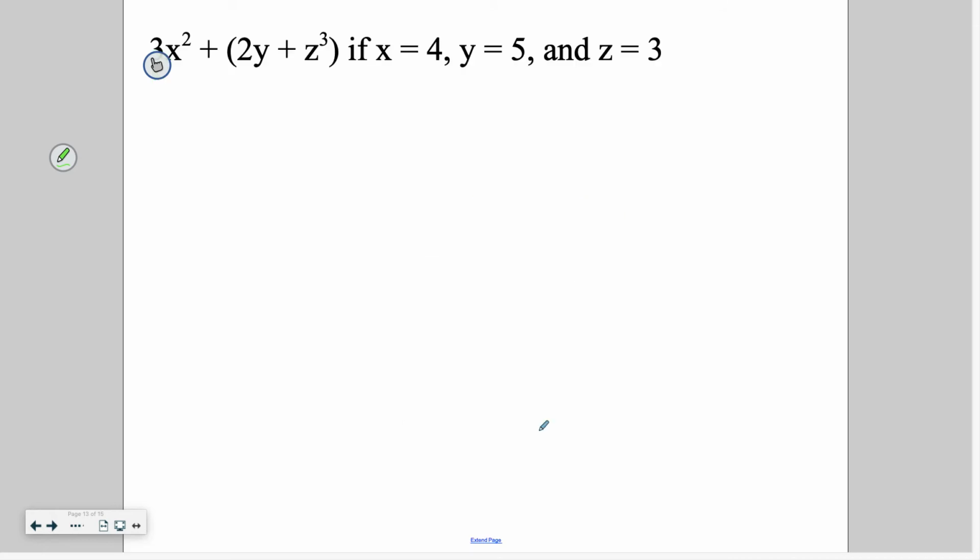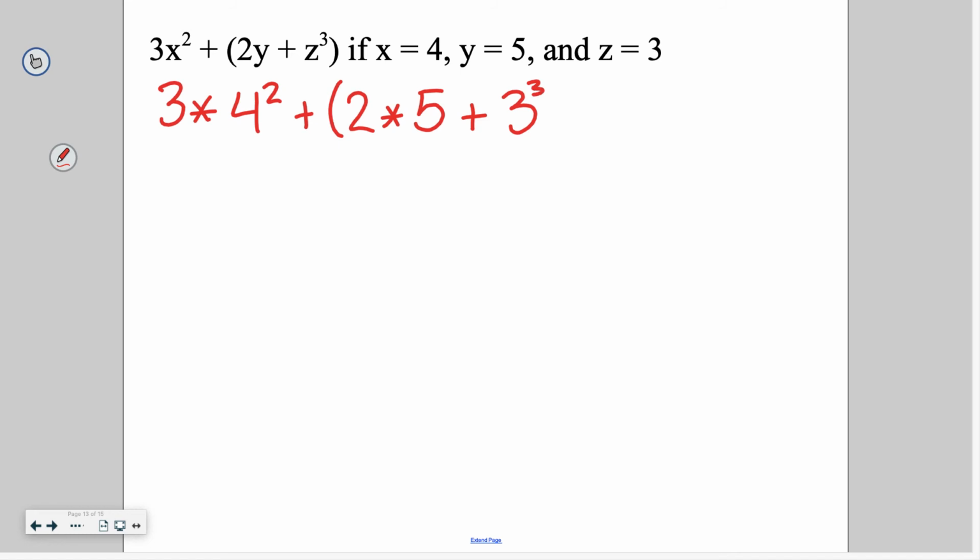Last thing we're going to cover with our order of operations is making sure we remember how to plug in numbers for a variable. So in this case, 3x squared plus parentheses 2y plus z to the third power. If x is 4, y is 5, and z is 3. The first step you need to do is plug in your variables. So we've got 3 times x, which is 4. So 3 times 4 to the second power plus parentheses 2 times y, which is 5, plus 3 to the third power. All of that staying in your parentheses.